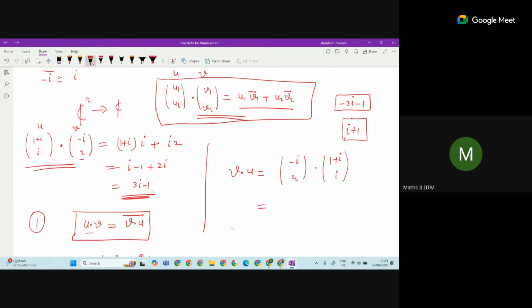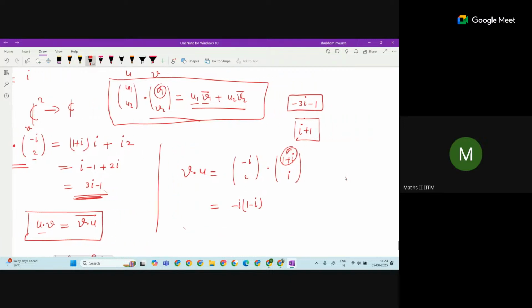Let's find it. Here u is the same, so this is going to be the same, and this is going to be the conjugate one. This is minus i, and this is the conjugate of 1, because the second one is always going to be conjugated. So maybe I can give you the trick.